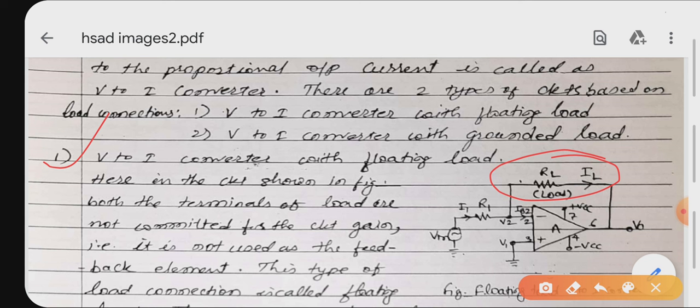So how is the circuit description? Again, Vin is the input voltage applied to inverting input terminal. I1 is the current flowing through R1. Instead of RF there is RL, which is acting as a load, floating load. Output voltage is there as usual.